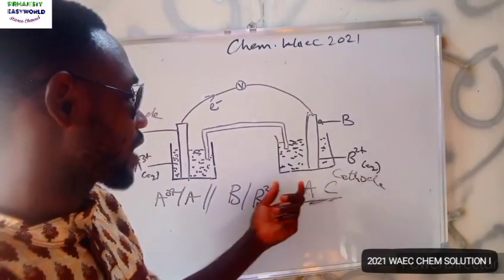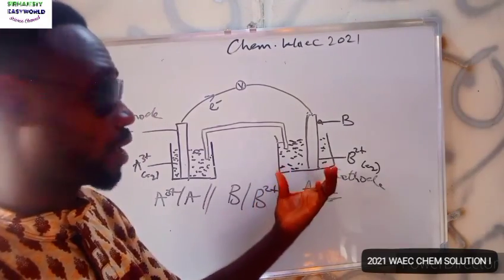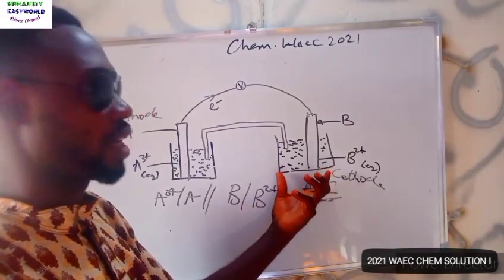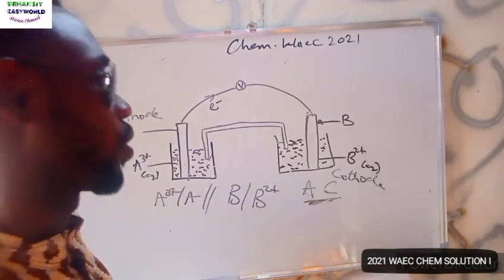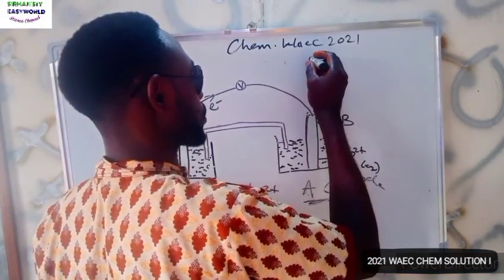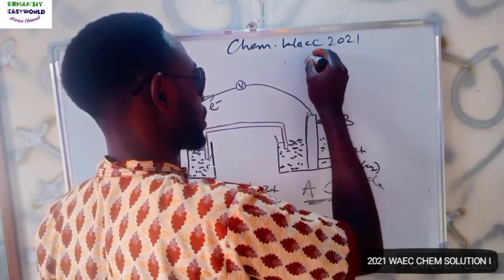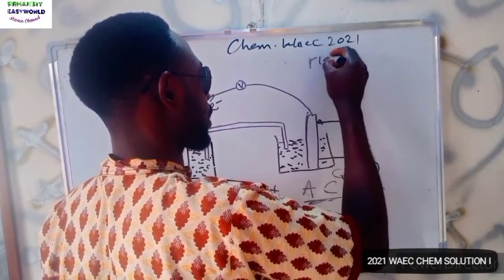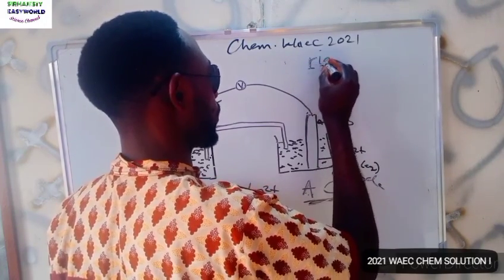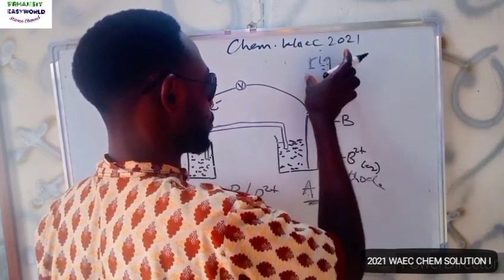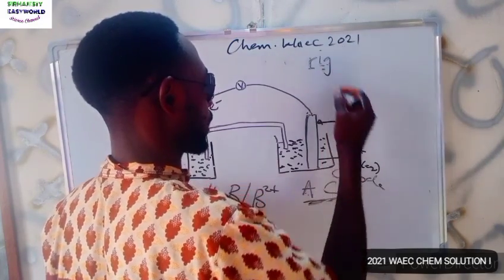And here they are asking us the equation of the reaction taking place in this particular compartment, which is the cathode compartment. And being a cathode is automatically reduction, and being a reduction shows that there will be gain of electrons. Say RIG. This acronym RIG means reduction involves gain of electron. That means in a reduction reaction, you have to add electrons.